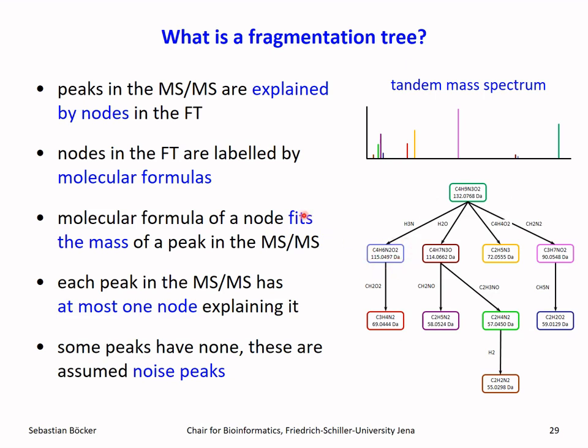So it fits the mass of a peak, and each peak has at most one explanation in this tree. So you'll never see that this purple peak shows up multiple times in the fragmentation tree. At most one peak explaining it. There are some peaks which don't have an explanation. These are considered to be noise peaks. In the extreme case, we would give you back an empty tree just consisting of a root. We always explain the precursor, and then everything else would be noise peaks.